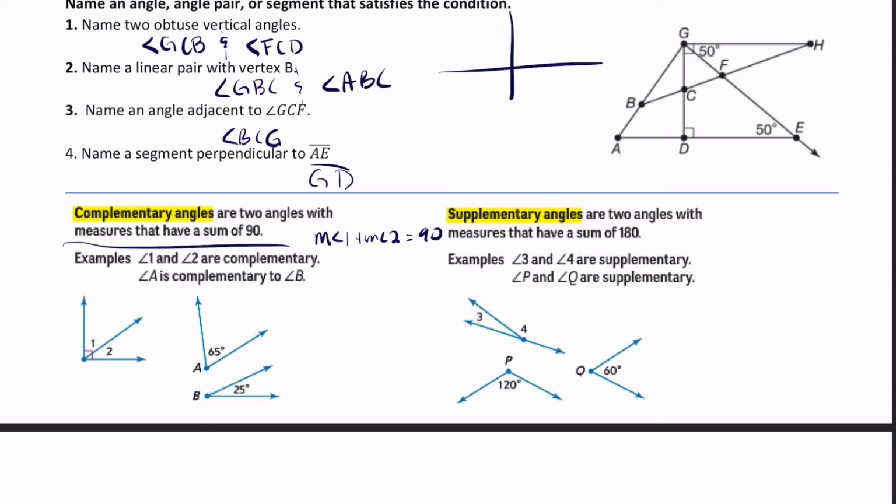So let's say that the measure of angle 1 is 65 and angle 2 is 25. If you add these together, you will get 90 degrees.